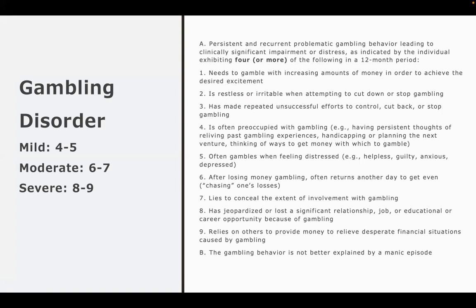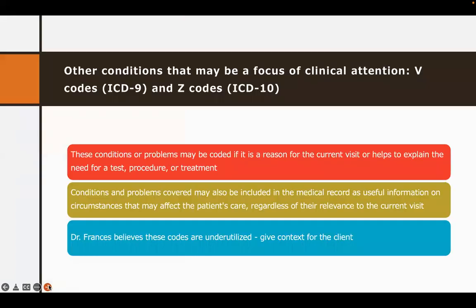They gamble when they're distressed. So it's a coping mechanism for them. After losing, they return another day to recoup their losses. They lie to conceal the extent of how often and how involved they are in gambling. They've jeopardized or lost significant relationships, job, or other opportunities like education and career. They rely on others to provide money to relieve desperate financial situations that are caused by gambling, and the gambling cannot be better explained by a manic episode.